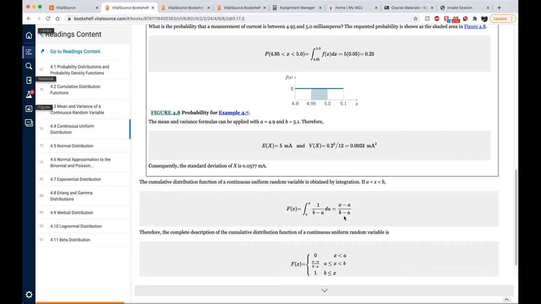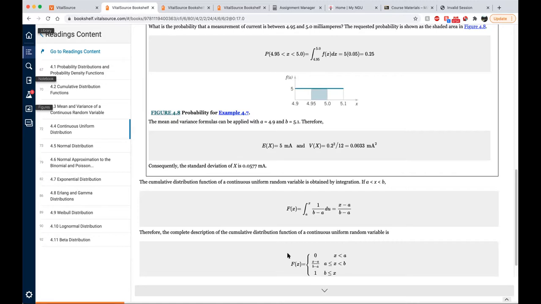Okay, and this applies if x is between a and b. Because in the continuous uniform distribution, the PDF is defined from a through b. Out of that interval a through b, the PDF equals 0. So if x is less than a, then the CDF must be 0, and between a and b, the CDF is x minus a over b minus a, and if x is greater than b, then the total must be equal to 1, right?